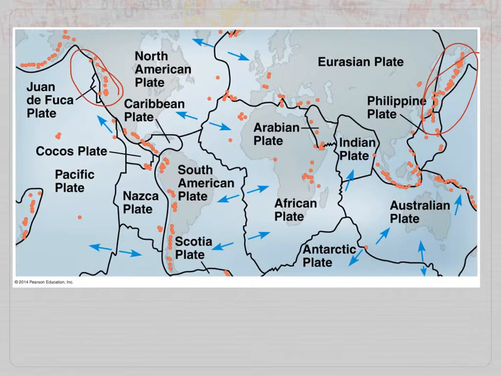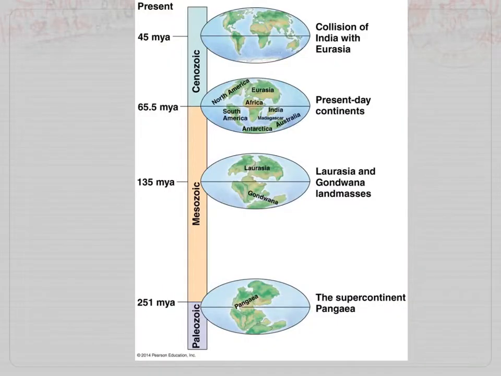So we have this ever-changing Earth that we see. Here is another graphic just illustrating the change. 251 million years ago, we had Pangea, the supercontinent. So you can see where we would have had lots of organisms in one area, and it was all pretty much the same type of climate.